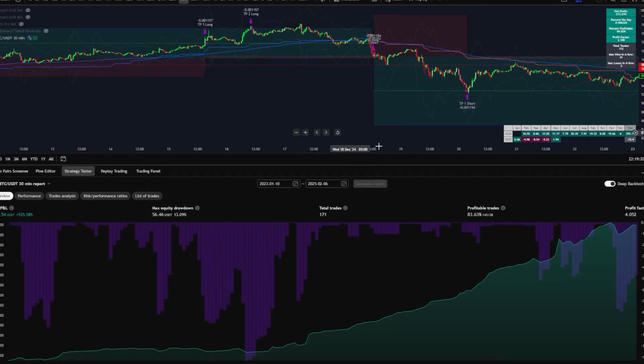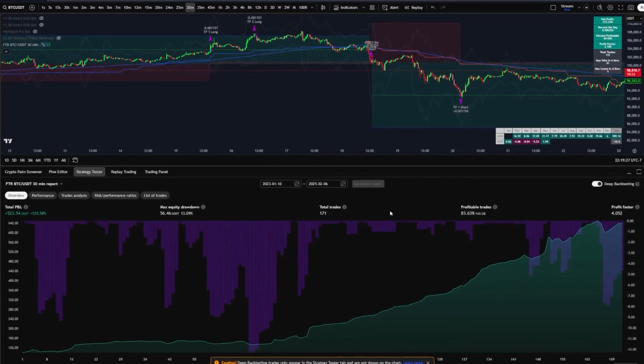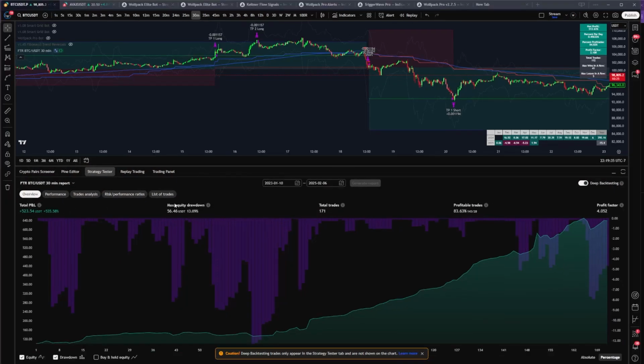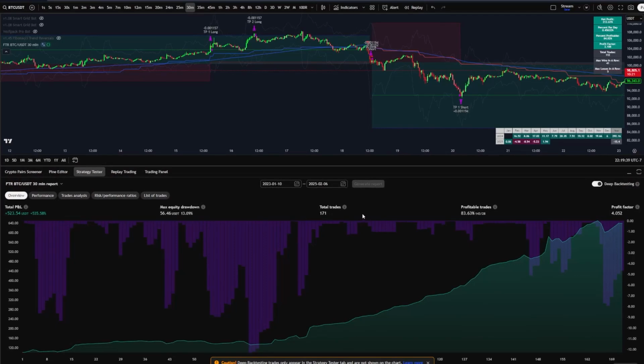Let's see the win rate over time with a back test. So I have 83% win rate on this trading bot from a back test of 2023 to 2025 with a profit of 535, max drawdown of 13.09%, and total trades of 171.